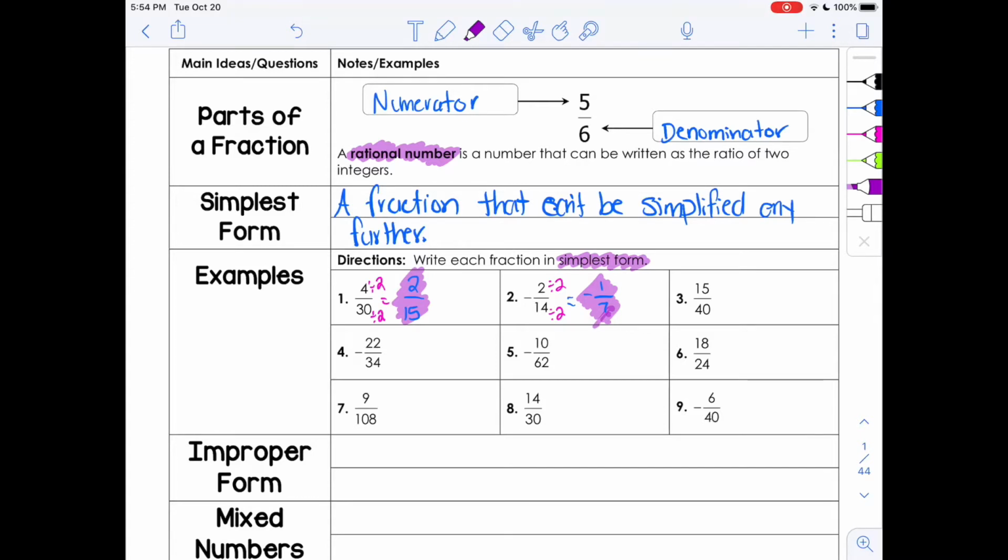Number 3. Again, we want to think about the biggest number that would divide evenly into both 15 and 40. We know that 5 will divide evenly into both of these numbers. 15 divided by 5 is 3, and 40 divided by 5 is 8. The biggest number that would divide into both 3 and 8 is 1. So 3/8 is the simplified version. Go ahead and highlight 4 through 9.